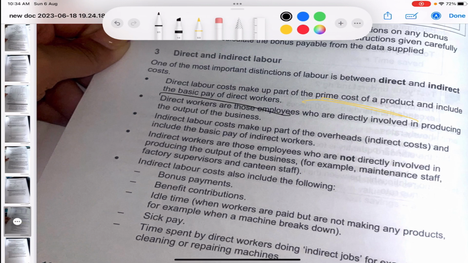Basic pay of direct workers. Whenever we are talking about basic pay, keep in mind that basic pay is always the prime cost, okay? Direct workers are those employees who are directly involved in producing the output of the business.